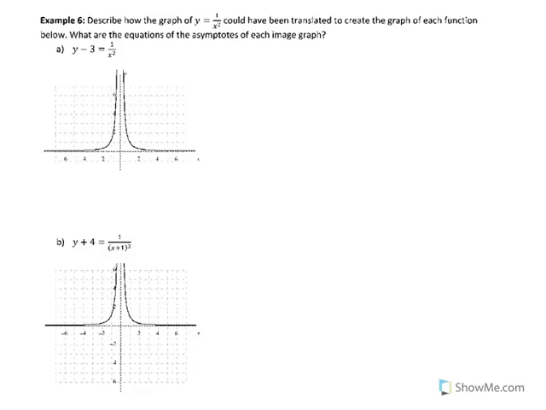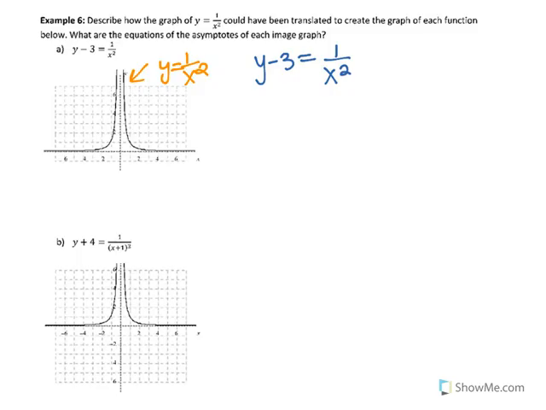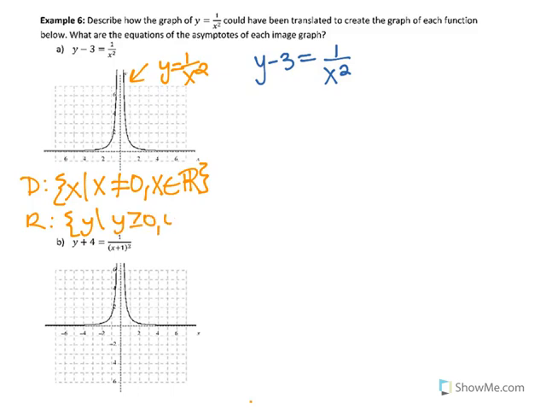What are the equations of the asymptotes of each of these images when there have been translations? So the first one, we have y minus 3 equals 1 over x squared. This graph right here is y equals 1 over x squared. The domain and range for this function: the domain is x cannot equal 0, and the range is y has to be greater than or equal to 0.